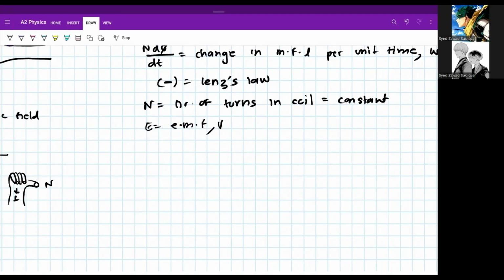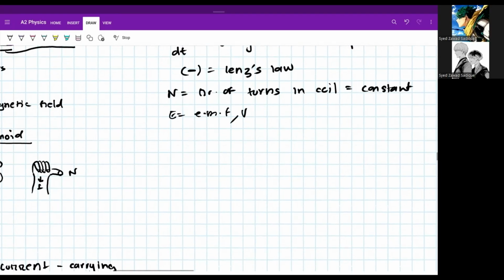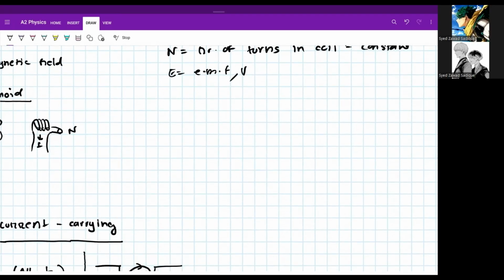We don't have the generator anymore. You used to have it, but the generator is only in our IGCSE O-level syllabus.